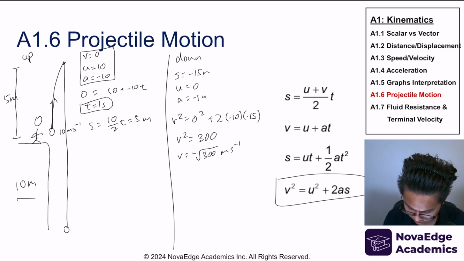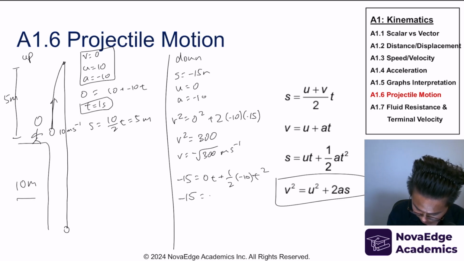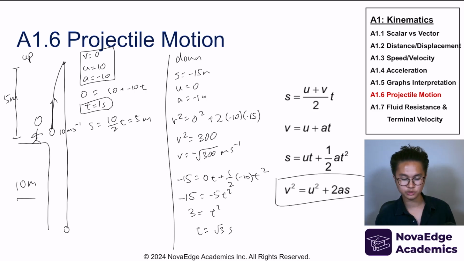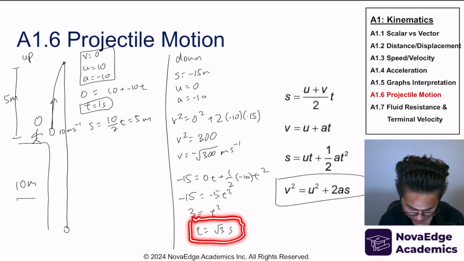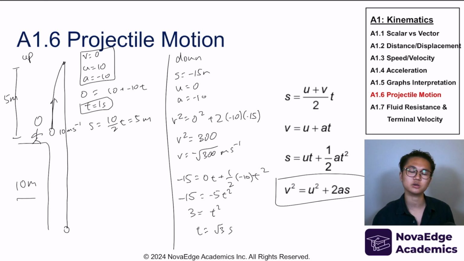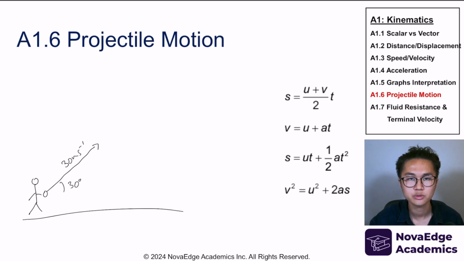Okay, for the next part, we can use this one to solve for t. So s, negative 15, is equal to 0t plus 1 over 2 times negative 10 t squared. Okay, so negative 15 is equal to negative 5t squared. So t squared is going to be equal to 3. So t is going to be equal to square root of 3 seconds. So let me know if you got the same thing. Now overall, I need to add the time: the time that it came down plus the time that it went up. Okay, so 1 second plus square root of 3. That's the final answer.